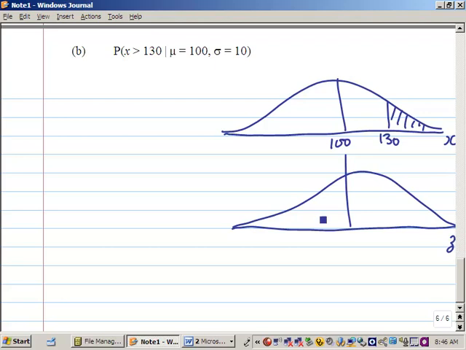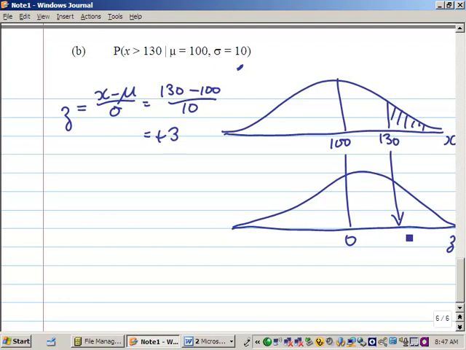So we're going to find the z value corresponding to that, and some of you should be able to see that in your head. Alright, so 130 is 30 units above 100, and standard deviation is 10 units, so the z is going to be plus 3. Since it's 3 standard deviations, in other words, 130 is 3 standard deviations above 100. But using the formula, 130 minus 100, which is your 30, divided by 10, gets you your plus 3.